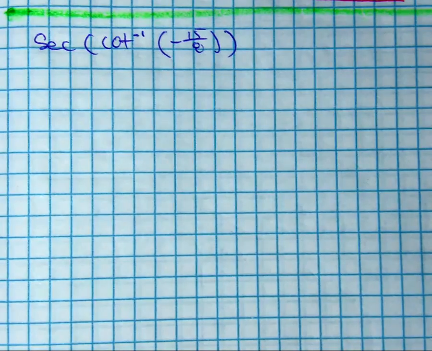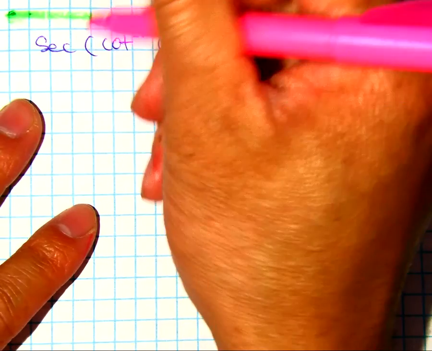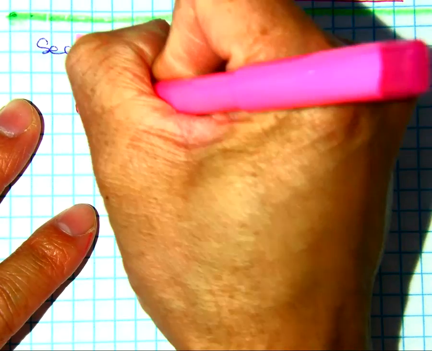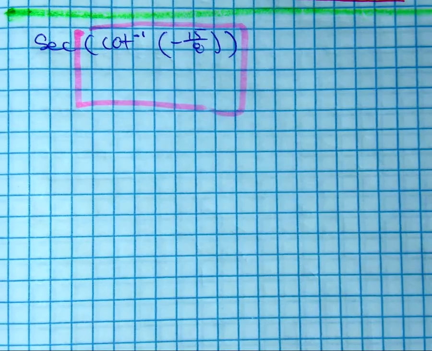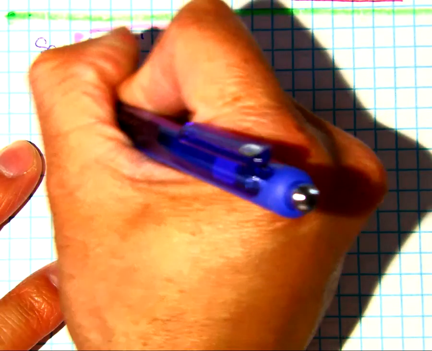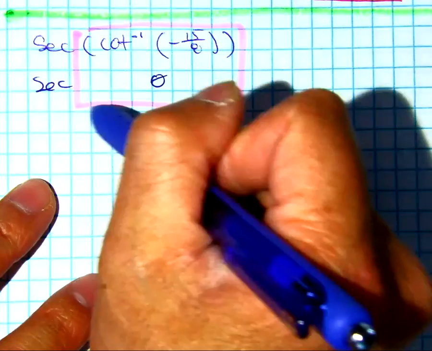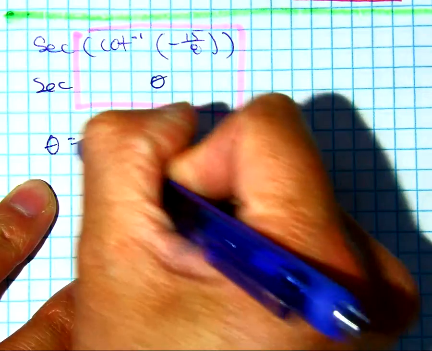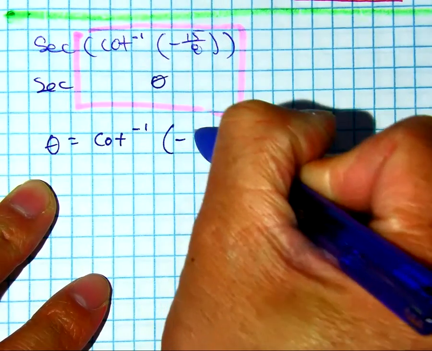So in math, when things get a little bit more busy, we can do substitutions. Everyone say substitutions. Instead of writing the inverse of cotangent of negative 15 over 8, we can make it equal to a variable. What's your favorite Greek letter? Someone said theta. So basically this pink box, theta, is equal to the inverse of cotangent of negative 15 over 8.